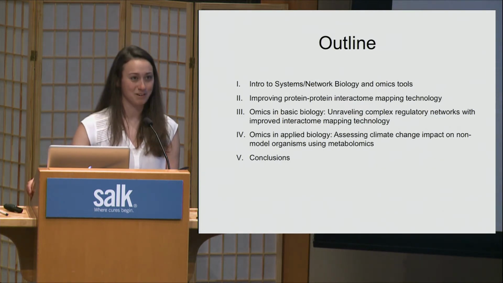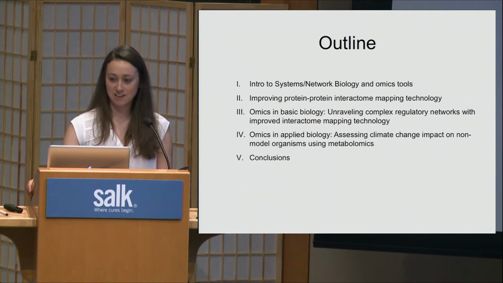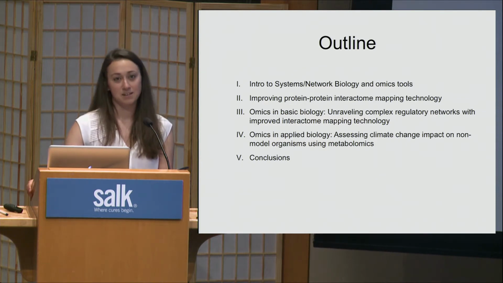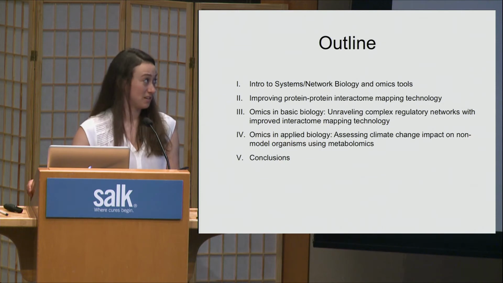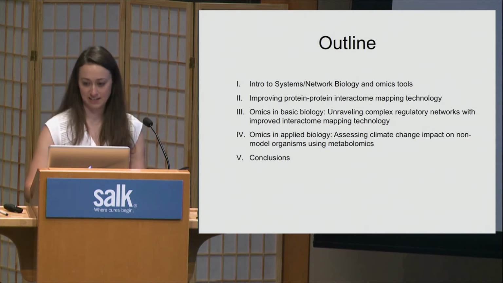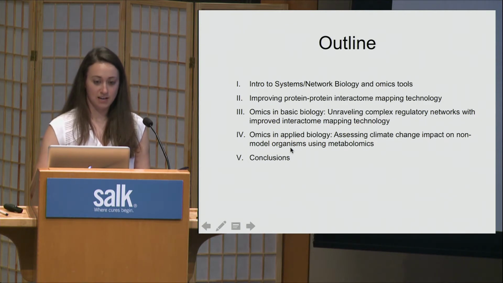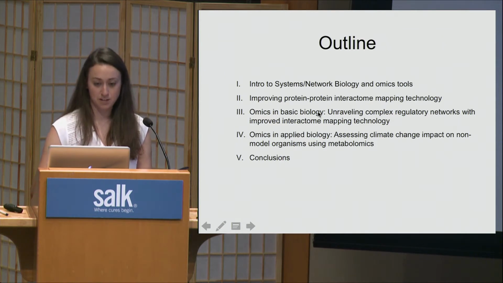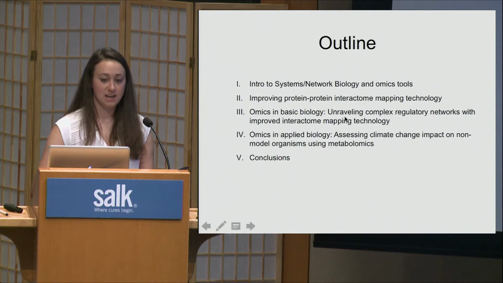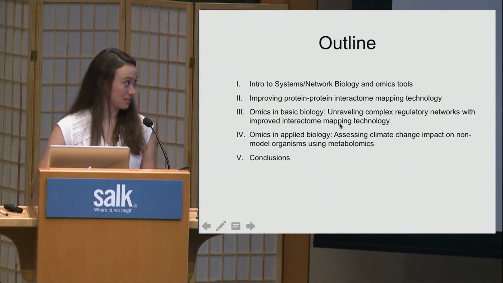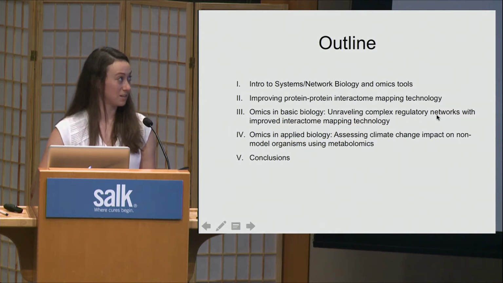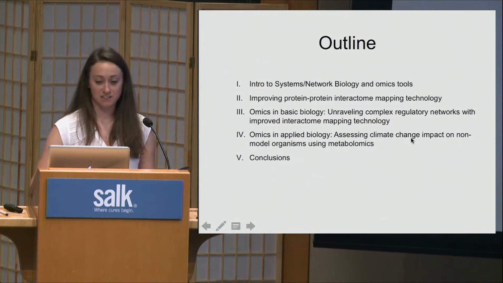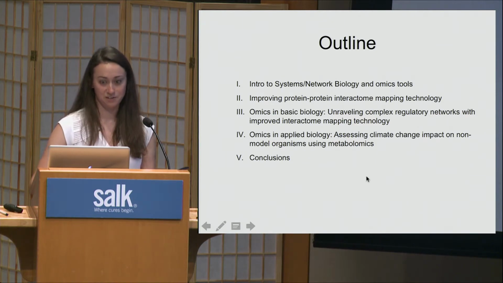All right, so during this talk, I'm going to cover some network biology basics. I'm going to talk about why it's important and some technological shortcomings that led to my PhD research. And then I'm going to show you how I developed a technology in Joe's lab to do high throughput protein interactome mapping. And I'll show you how I used that technology to unravel complex transcription factor regulatory networks in plants. And then finally, I'll tell you about how I used omics to assess climate change impact on a non-model organism.